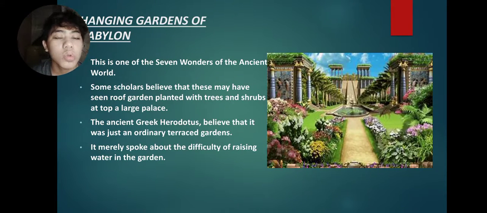So si Herodotus nag-believe na it was an ordinary terrace gardens. It merely spoke about the difficulty of raising water in the garden. So mao ni siyang example sa Hanging Gardens of Babylon.